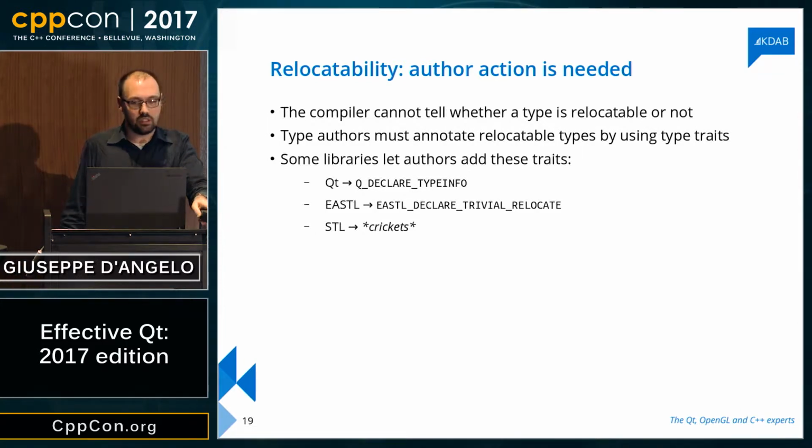So for that reason, Qt and other libraries decided to add the type traits to tell the containers, yes, this particular type is safe to allocate in memory, this other type is not safe to allocate. The way we do that in Qt is by using that QDeclare type info macro. EASTL, which is an implementation of such library by Electronic Arts, has something which does exactly the same thing. It's called EASTL declare trivial relocate.